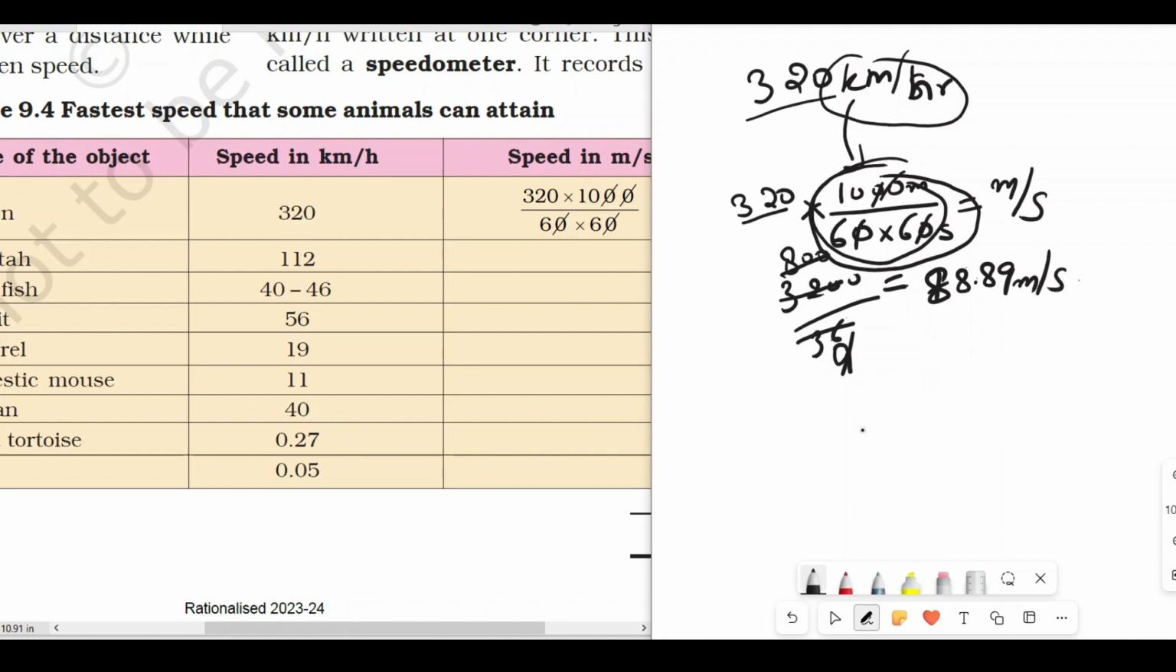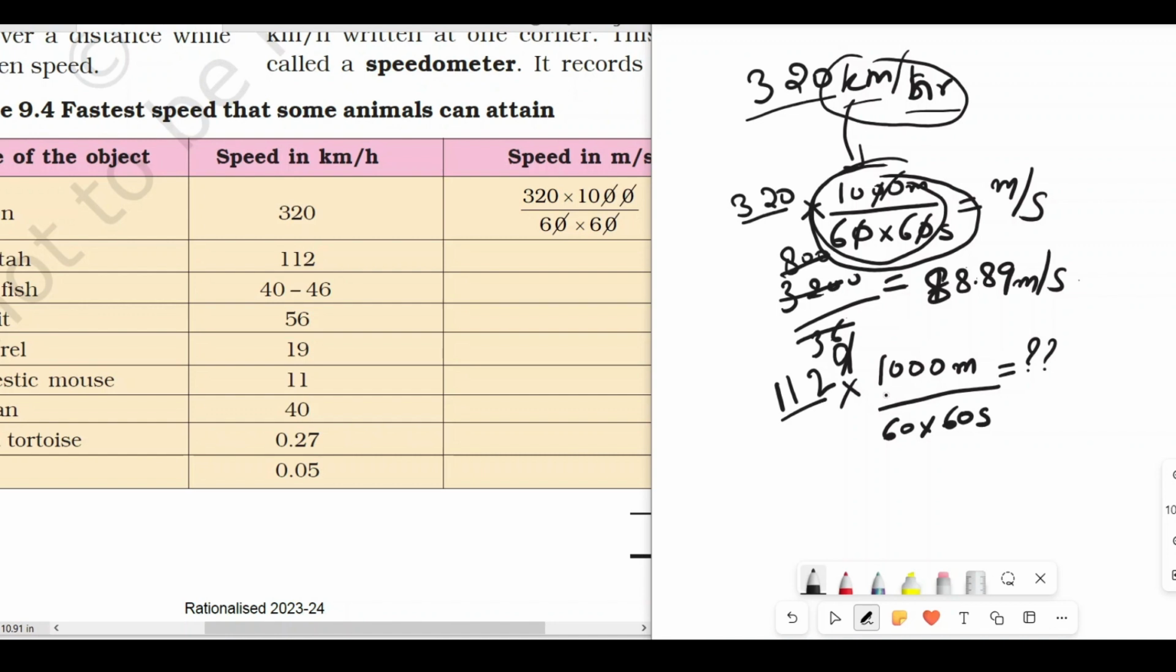Now let's take the next one. What happens is we take this 112, and then again what do we do? It's in kilometers per hour. So we again reduce it to meters, and then we reduce this to seconds, and then we multiply it by 112 to get the answer after the calculation. So what is happening here? What are we saying? We are actually converting kilometers into meters and hours into seconds.